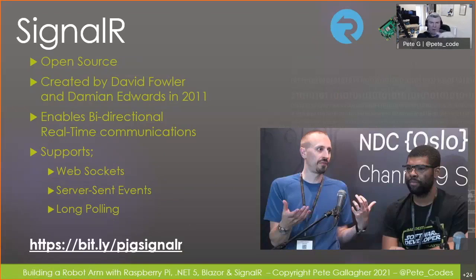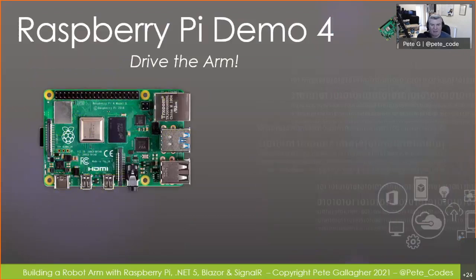At the top level, it's going to support WebSockets, which is definitely the best way. But if you've got some network restrictions that stop that, it will automatically drop down to server-side events and long polling. There's more information about that. I'm not going to dig deep into how SignalR works. You can sort of see it, all being well, just here. So let's drive the arm. So there's going to be quite a few steps in this. So shout if I go too fast or say something that doesn't make sense.